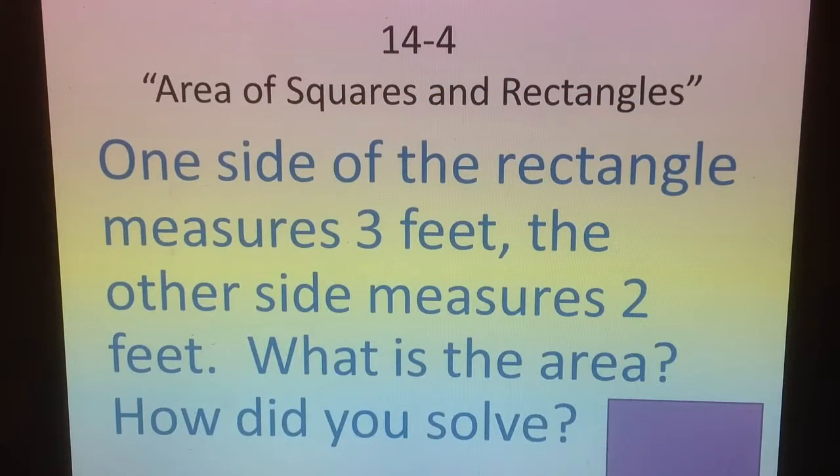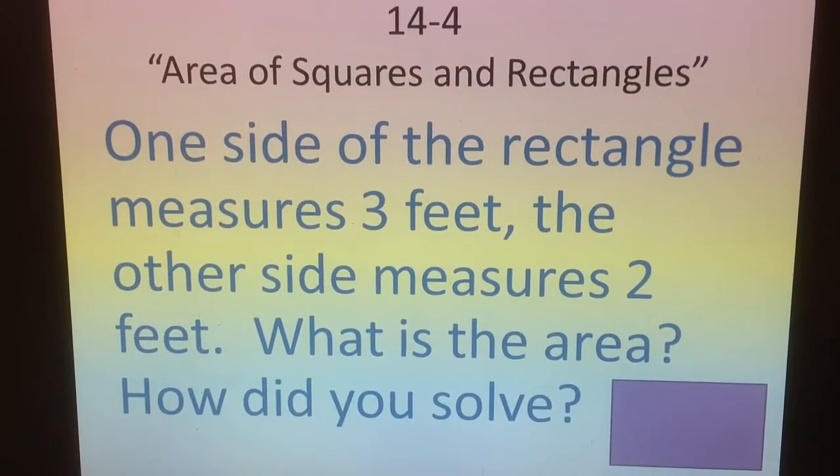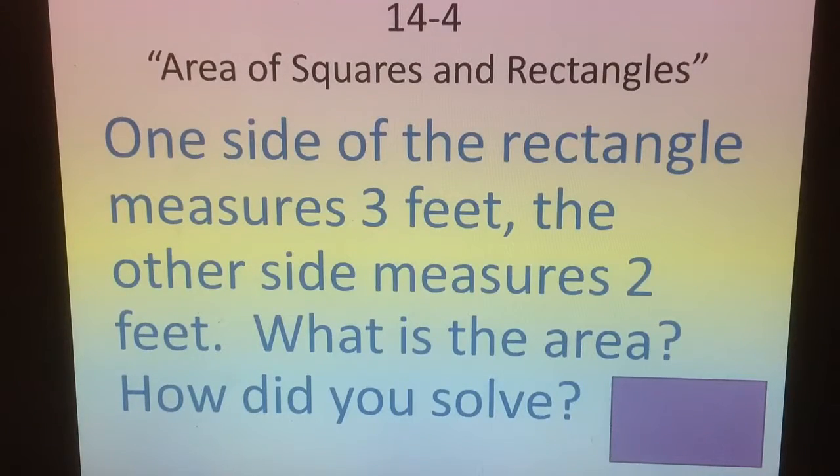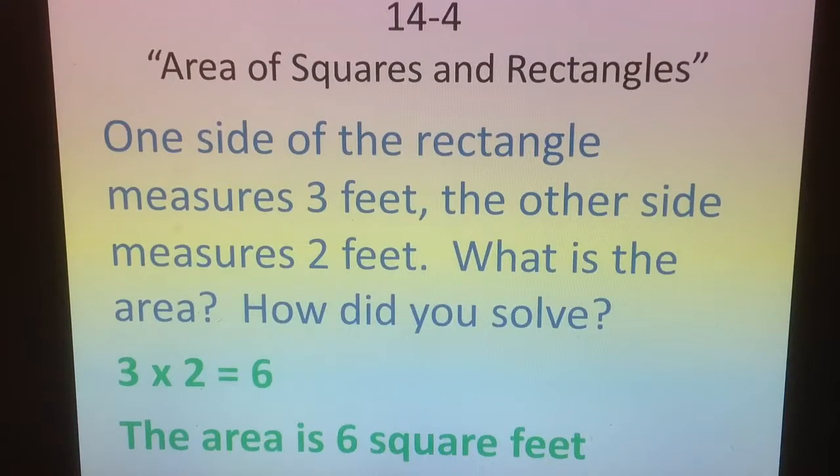I just spent a couple minutes talking about it in the next couple slides. So here's one from 14-4. One side of the purple rectangle there measures 3 feet, the other side measures 2 feet. What is the area and how did you solve? Students knew to multiply 3 times 2, which equals 6, to find the area. We find area by measuring the length times the width of a rectangle. So there it is, the area is 6 square feet, and we talked about how important it is to use that word square when we're talking about area.